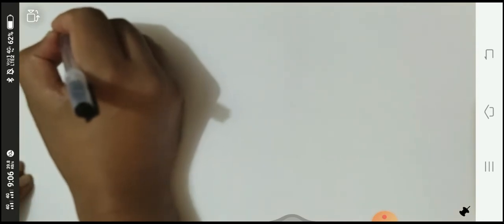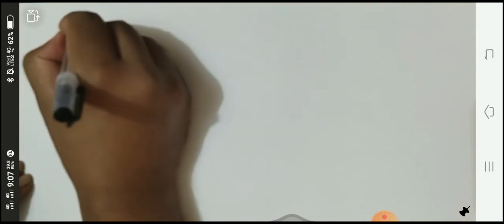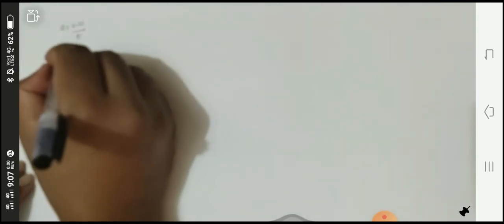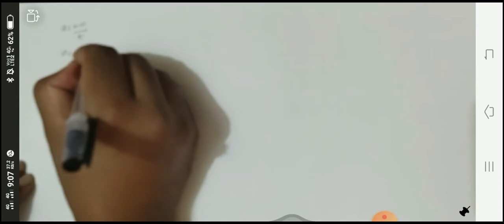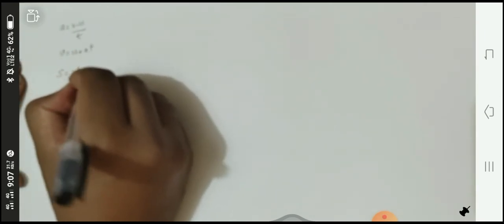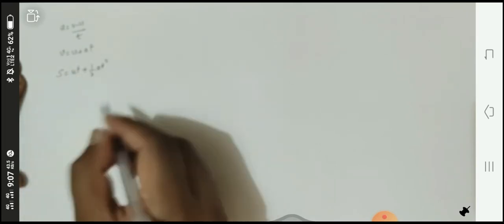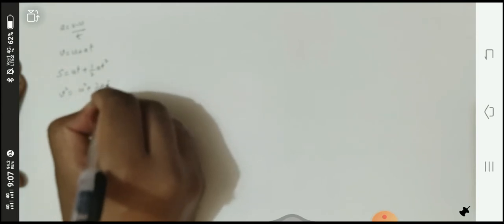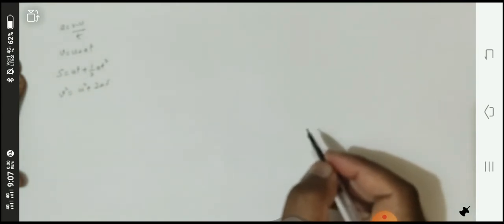Before I start with the numericals, just write down the formulas that we are going to use. Starting from acceleration, that is (v − u)/t. Second one is v = u + at, then s = ut + ½at², v² = u² + 2as.